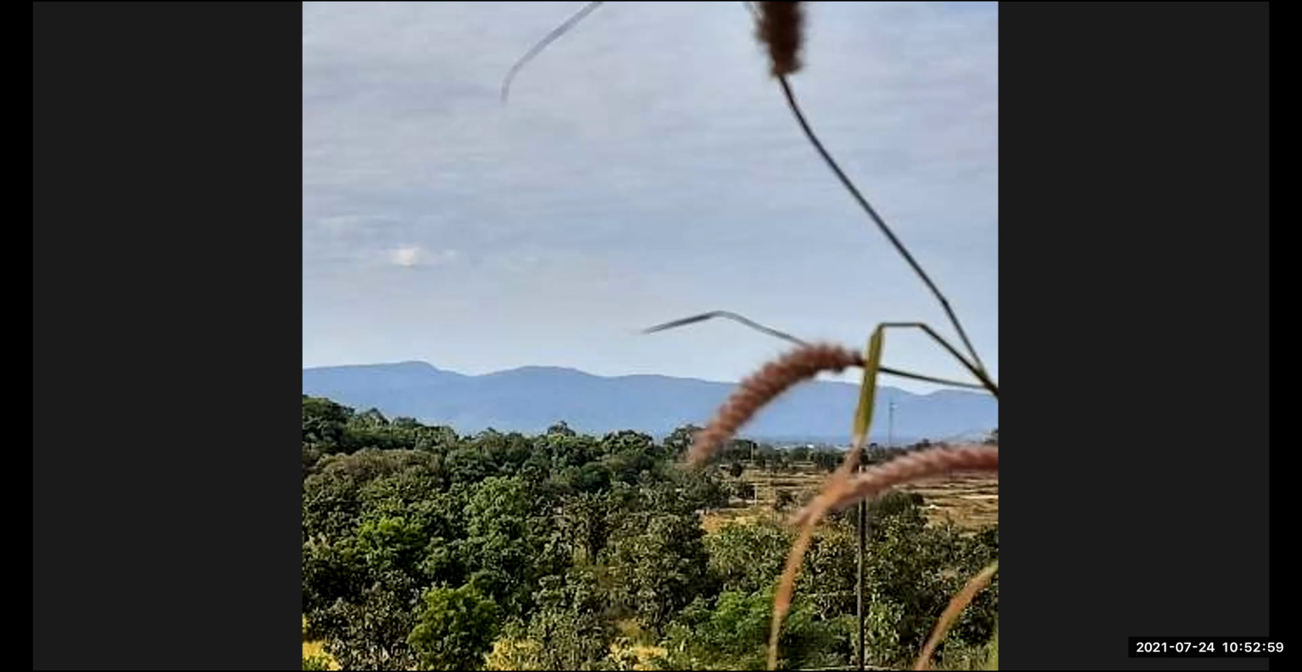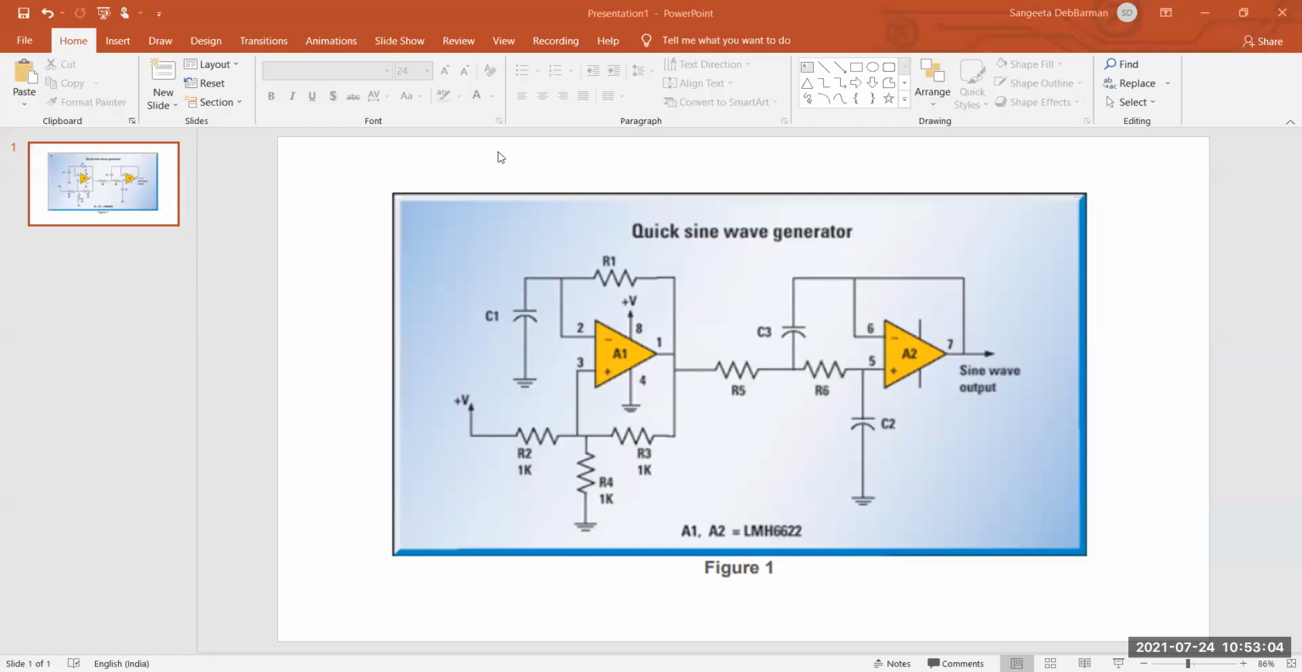Okay. Now I will share a screen with you. Just see whether it's visible or not. Is the screen visible?